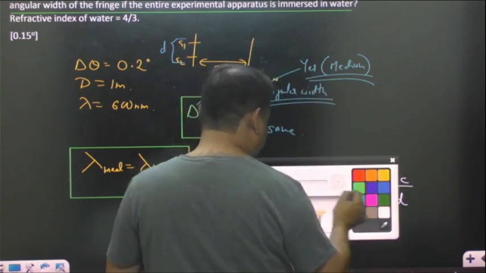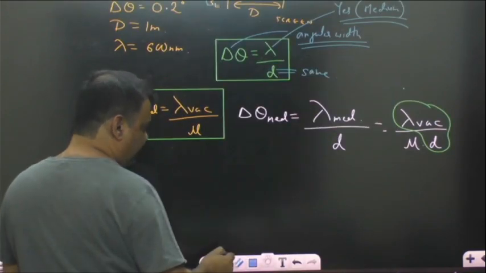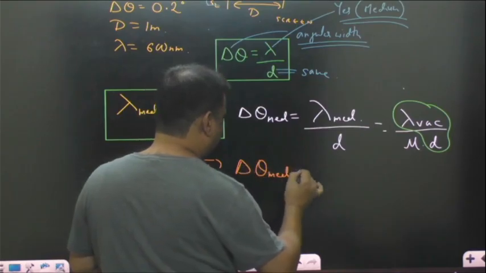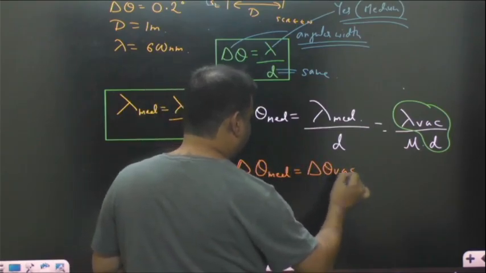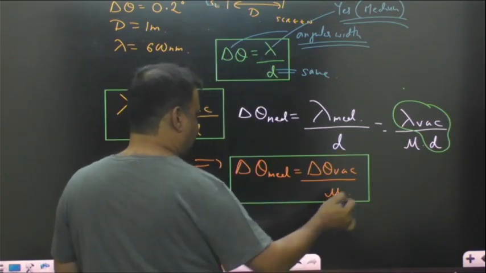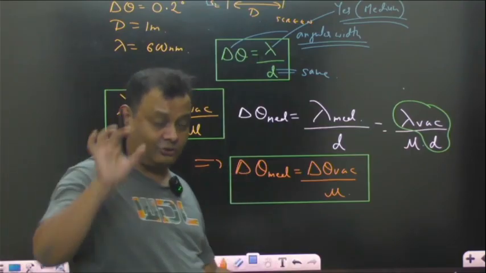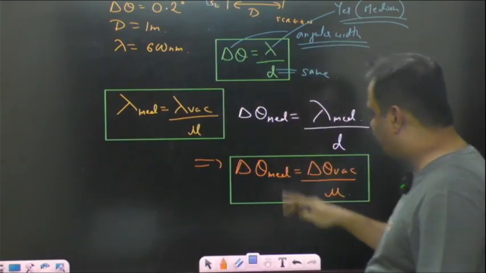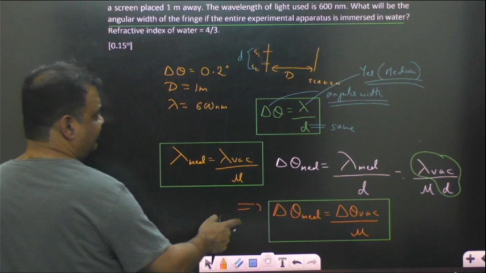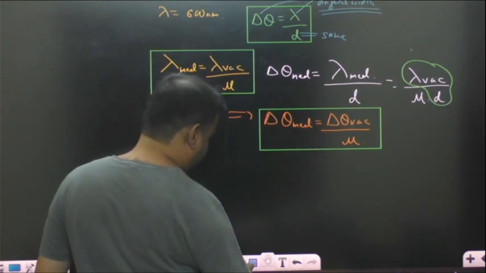And what can we write? Wavelength divided by d, can I say this will be the fringe width in vacuum? So therefore you can write the fringe width in the medium is equal to the fringe width in vacuum divided by mu. So we got the formula which relates the fringe width in the medium with the fringe width in vacuum. Of course, right now we are talking about angular width. There is also the linear width beta. This is for angular width. The same relation will hold for beta because wavelength has the same relation. So the angular fringe width in the medium is the angular fringe width in vacuum divided by mu.